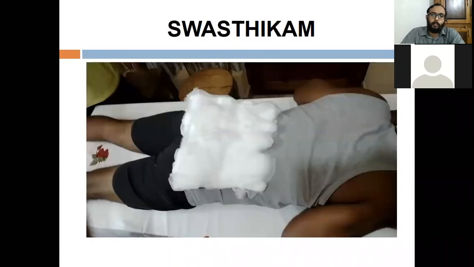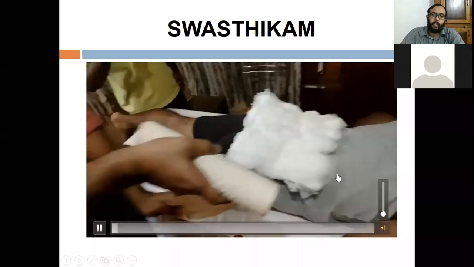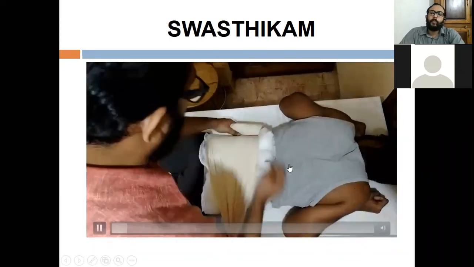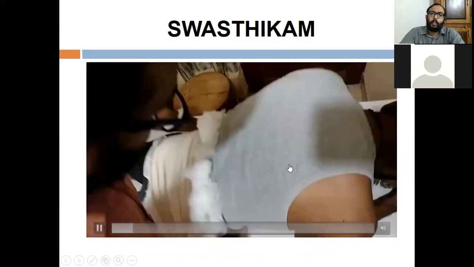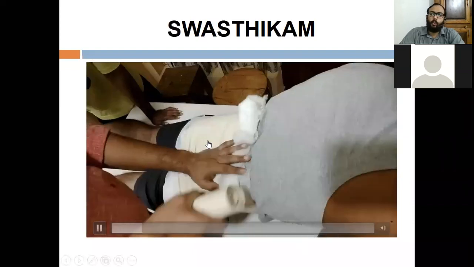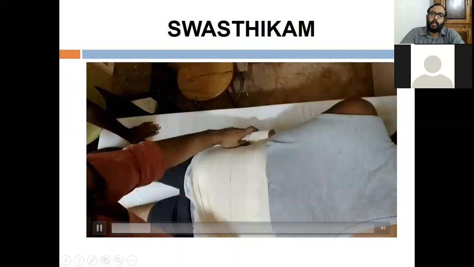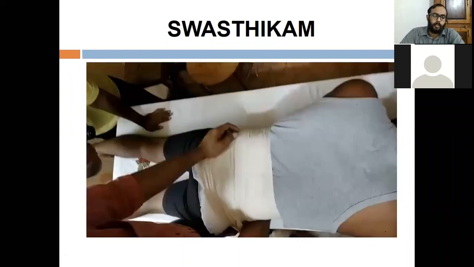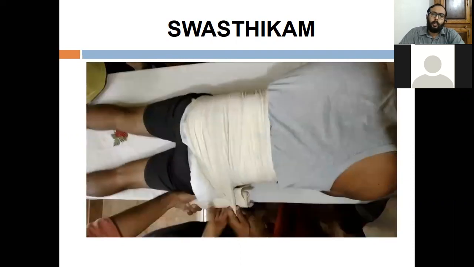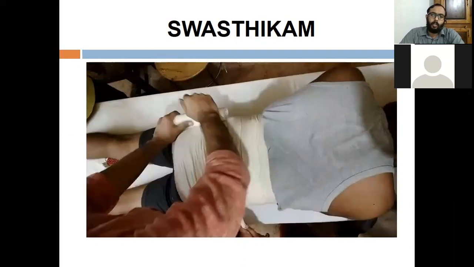Coming to Swastika Bandha, this is a hip spica bandage. Here you can see the hip spica bandage. This can be used in transverse process injury, and also in spinous process injury of the lower back, in the acute phase of lower back strain, in the acute phase of sacroiliac ligament sprain, and in the acute phase of disc prolapse. Whenever there is acute low back pain, in such conditions also, to give rest, we can give this bandage.